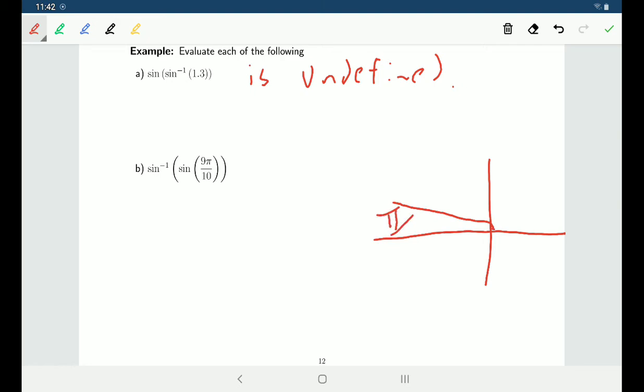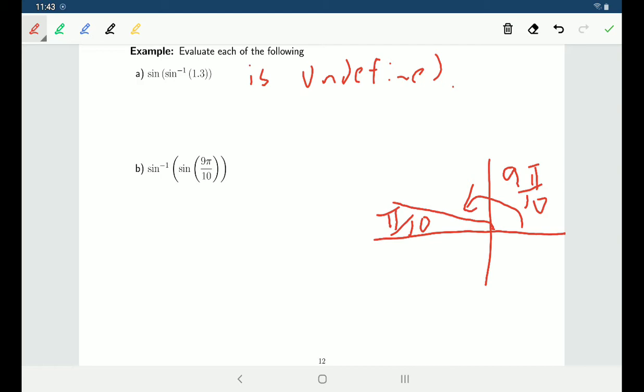And if 9 pi over 10 gets me a little bit above the x-axis and 10 pi over 10 gets me to the x-axis, then my reference angle must be pi over 10. So here's my angle of 9 pi over 10 and my reference angle pi over 10. Now, the problem here, of course, is my angle is not in quadrant 1 or quadrant 4. If my angle was between -pi over 2 and pi over 2, then whatever I put into sine inverse would give it back to me.